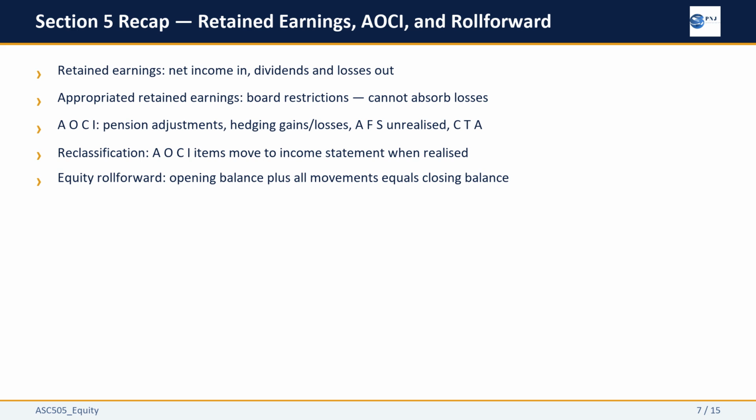AOCI holds 4 categories: pension actuarial gains and losses, hedging gains and losses, unrealized gains and losses on AFS securities, and cumulative translation adjustments, or CTA. When the underlying items are realized, they reclassify out of AOCI into the income statement. The equity roll forward ties all of this together, every component from opening to closing, reconciled to the financial statements.